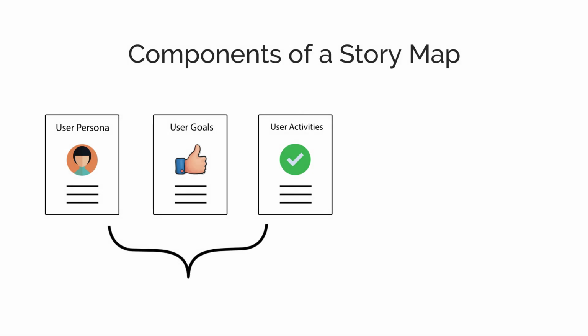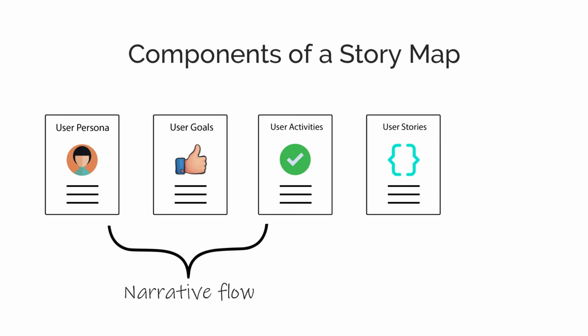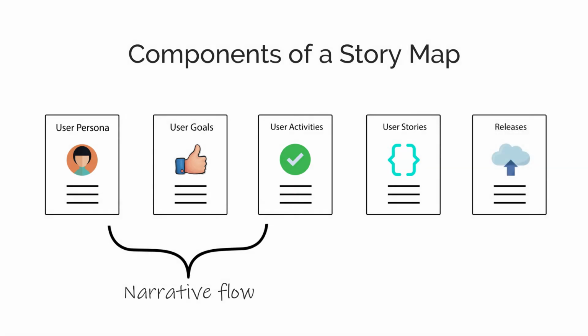Together, the goals, personas, and activities describe what we call the narrative flow, or the backbone of a story map. User activities are further broken down into user stories, which specify how someone can complete these activities within your product. Once your team has an understanding of the end-to-end user journey, you can separate your stories into releases.